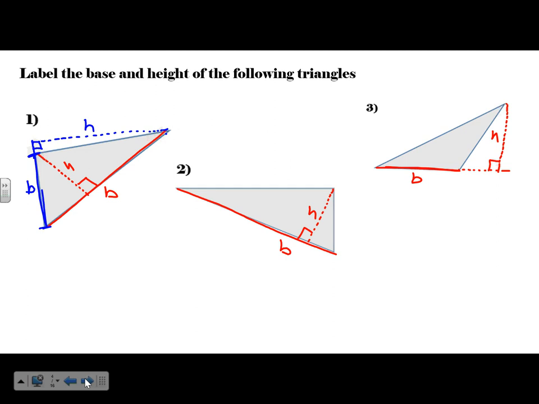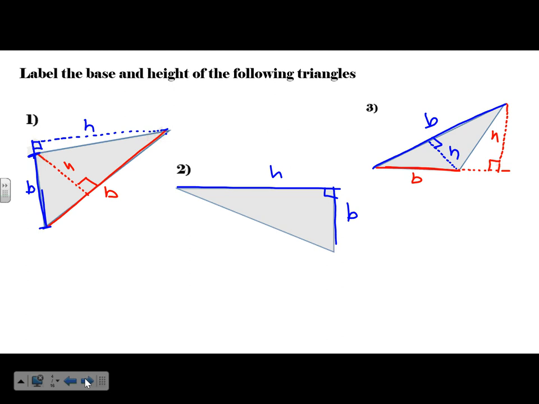For number two, personally, the way I would have done this one is this is a right triangle. So I would have just called this side the height, which means this side is the base. With this one, if you didn't want to do it outside the triangle, you could have done it this way. That's kind of upside down, but that'd be your height, which means this would be your base. So your base and your height depend on how you draw up your triangles.